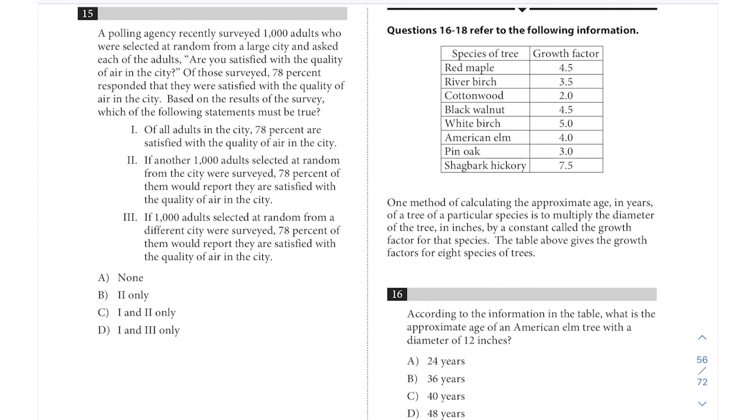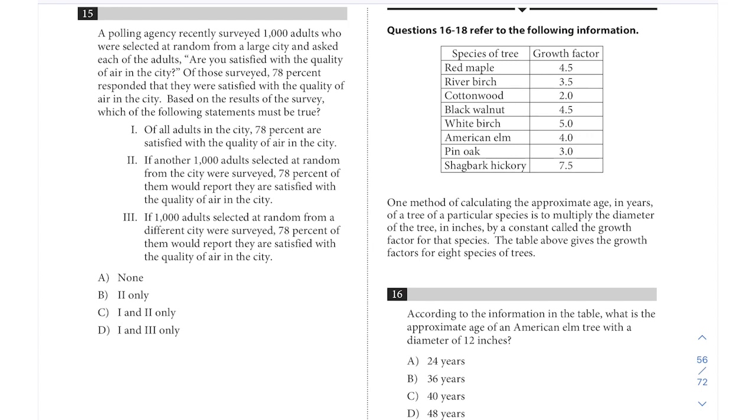Hi, this is Chris, and we are taking a look here in section 4 of SAT Practice Test 5 at questions 16 through 18. So all three questions pertain to this information seen here.